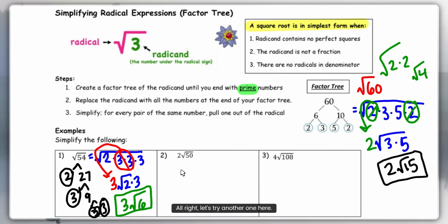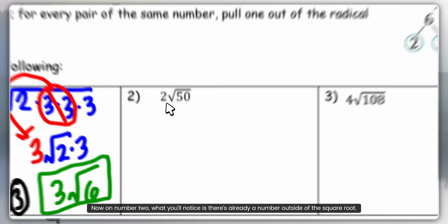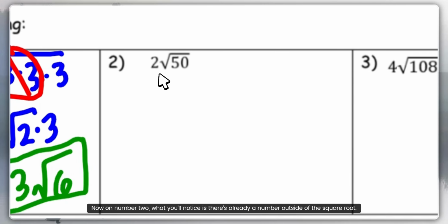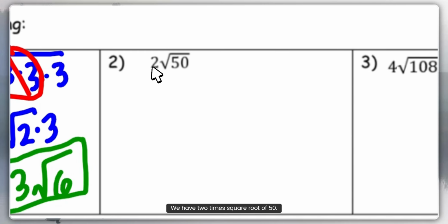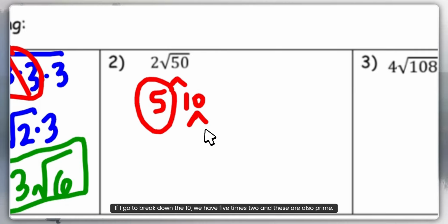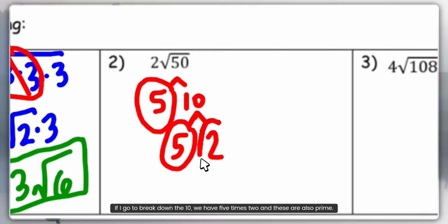All right, let's try another one here. Now on number 2, what you'll notice is there's already a number outside of the square root, right? We have 2 times square root of 50, right? So if we're going to go through that process, well, let's go ahead and break down 50. I know 5 times 10 gives us 50, and 5 is prime. If I go to break down the 10, we have 5 times 2, and these are also prime.